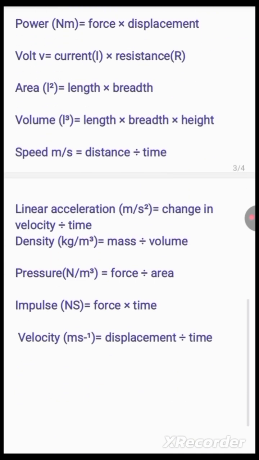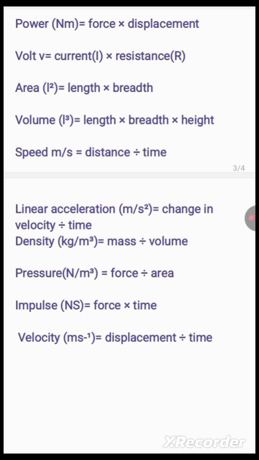The next derived quantity is pressure. And the unit of density is kilogram per meter cube. Then the next one is pressure. Pressure is gotten when force is divided by an area. Basically, pressure is the force acting on an area or a unit area. Its unit is Newton per meter square.